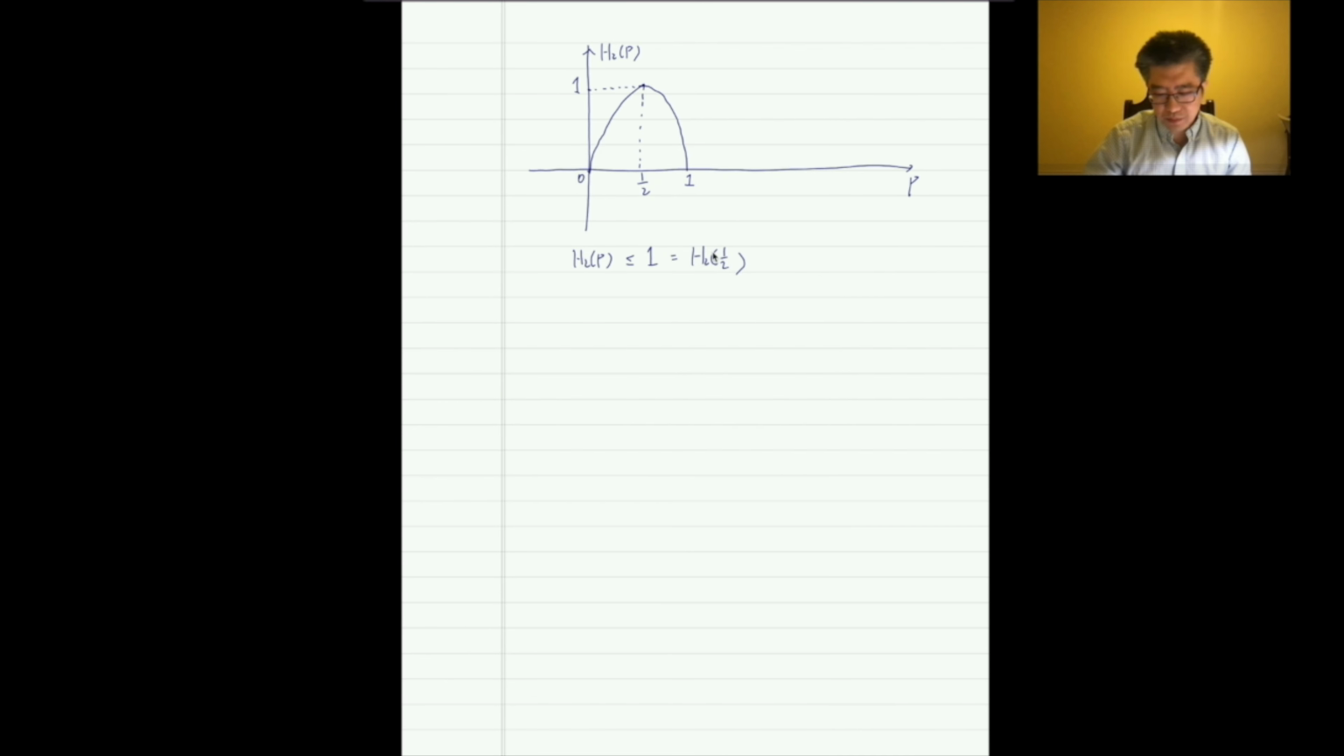So this means that, intuitively, this should be the maximum point. Okay, so let's write it down. In other words, H2(p) is maximized at p equals half.